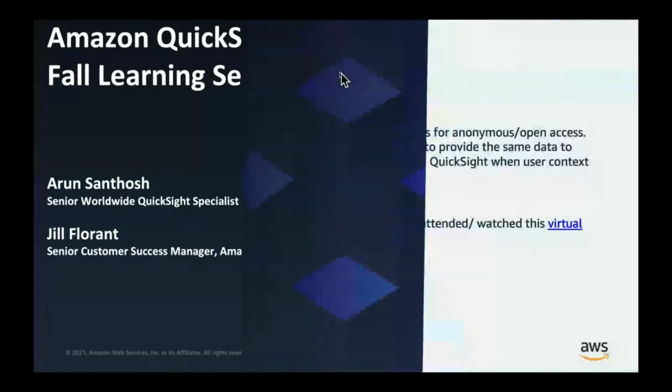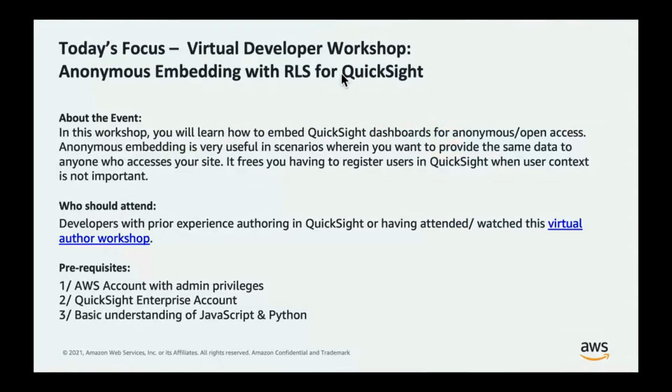Today, we're going to be focusing in on anonymous embedding with RLS, and this is focused on the developer persona. So today, you're going to learn how to embed QuickSight dashboards for anonymous access. And we've had this capability now for a little while. We have new APIs and new capabilities related to RLS that we'll be diving deep on today.